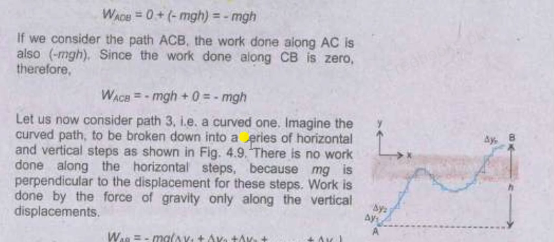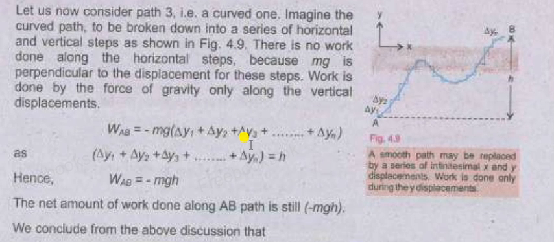Now the third path, that is the curved, irregular path, like the stairs. If we are moving upward, then downward. But if we see, we have small intervals of displacement, delta y1, delta y2, delta y3, and these are the vertical components. If we divide the displacement into two components, one will be horizontal and one will be vertical. So all these vertical components, when we add them, will again equal h.